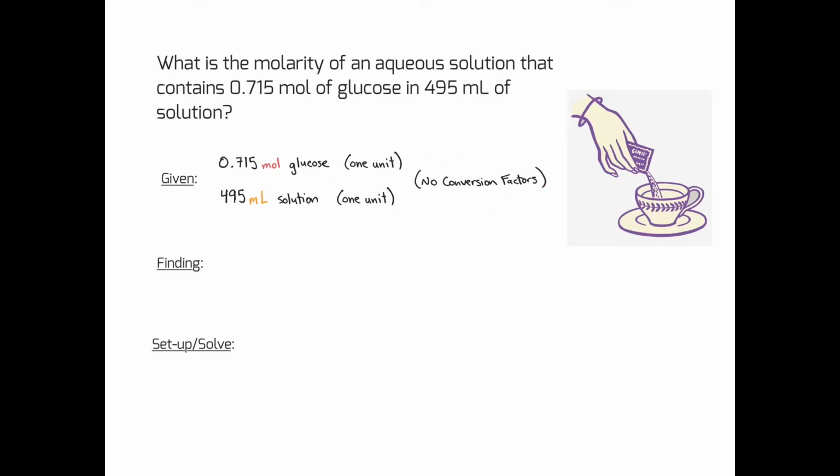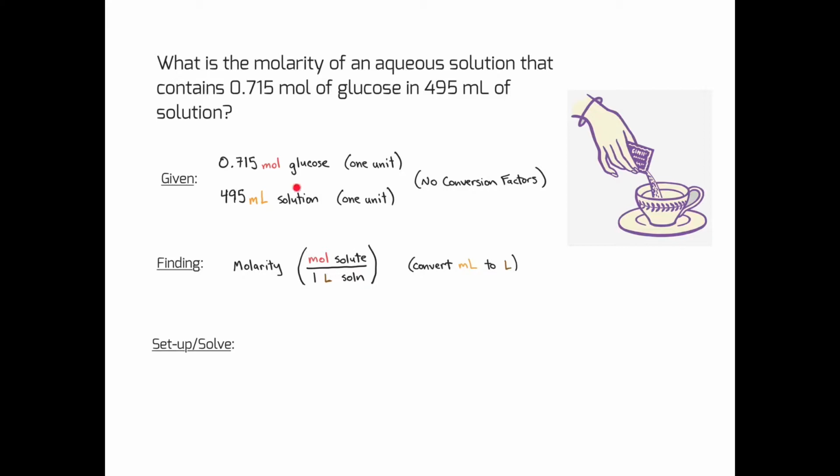And what that means is that they haven't given us any conversion factors. Now let's look at what they're asking us to find. So the question asks, what is the molarity of the solution? So that means what we're looking for is molarity. And anytime that you're dealing with molarity, it's a good idea to write it like this. So this way it's much easier to see. Molarity is moles of solute per 1 liter of solution. So when we look at it this way, we can see we've already been given our moles of solute, right? This 0.715 moles of glucose, that is our moles of solute.